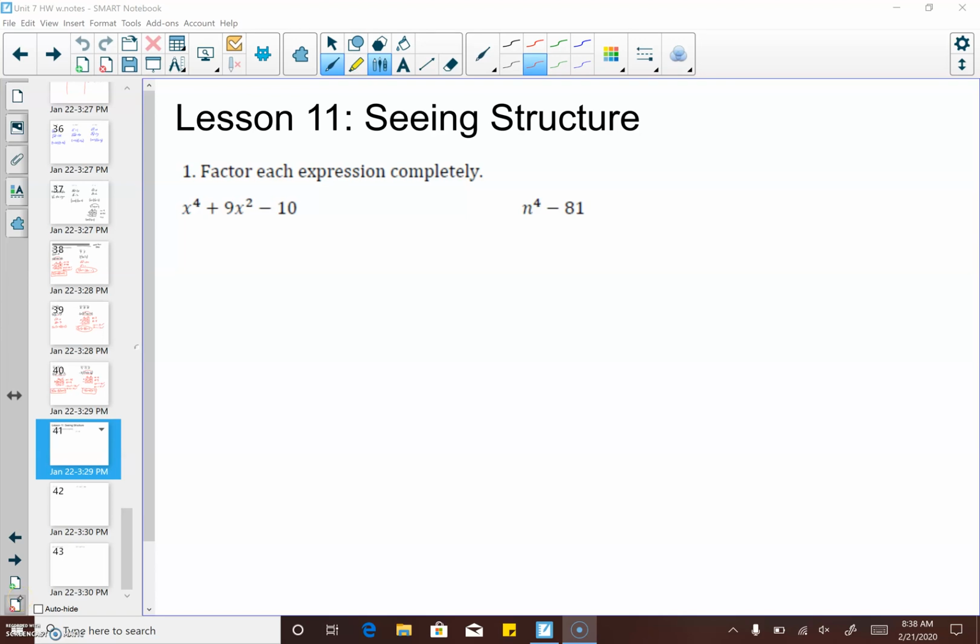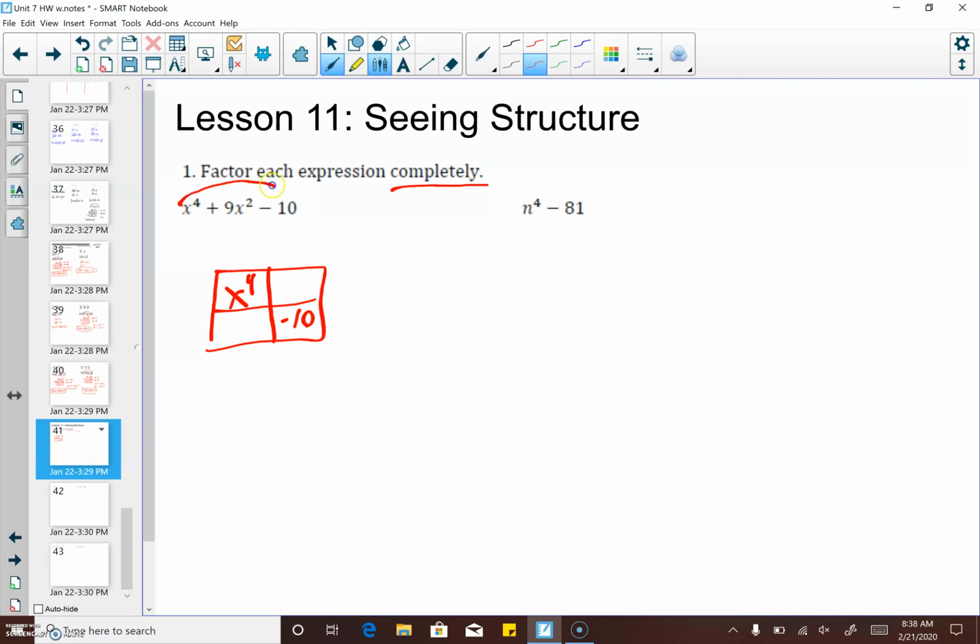For lesson 11, we're going to work on seeing structure. And the big thing here is we have to make sure we know how to factor completely. So if we look, we're going to do a lot of times here with our bigger exponents. So in the first one, x to the fourth plus 9x squared minus 10, we always look for a GCF first. There isn't one. It's a trinomial, so we know we go into our boxes.